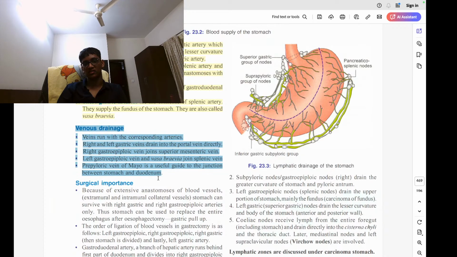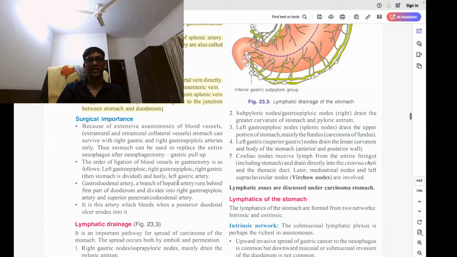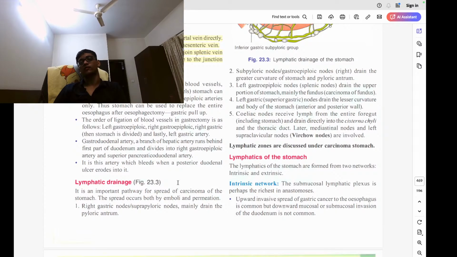Actually, yeah, this entire thing is important. Surgical importance: because of extensive anastomosis of blood vessels, extramural and intramural collateral vessels, the stomach can survive with the right gastric and right gastroepiploic artery. The left you can remove. Thus, the stomach can be used to replace the entire esophagus after esophagectomy, which is called gastric pull-up.